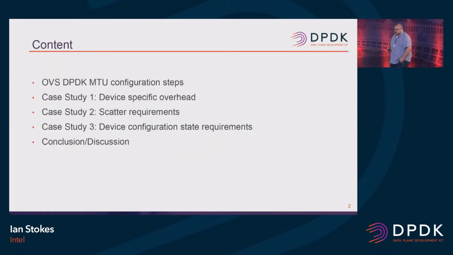So with that in mind, for the content of what I'd look at today, I just want to cut down to a narrow view of some of the problems we hit. In this case, I've chosen MTU configuration steps in OVS DPDK specifically. We'll look at a high level at how it actually works, just so people are familiar with the different stages. It won't be a deep code dive. Then we're going to do a case study on how device-specific overhead affects it, how the scatter requirements can affect it, and essentially how device configuration states affect it. Hopefully, some of these have solutions already in place. Some of them probably have solutions still yet to come. And hopefully, you'll have some good input on how these solutions can be done better, maybe in DPDK, possibly on the OVS side.